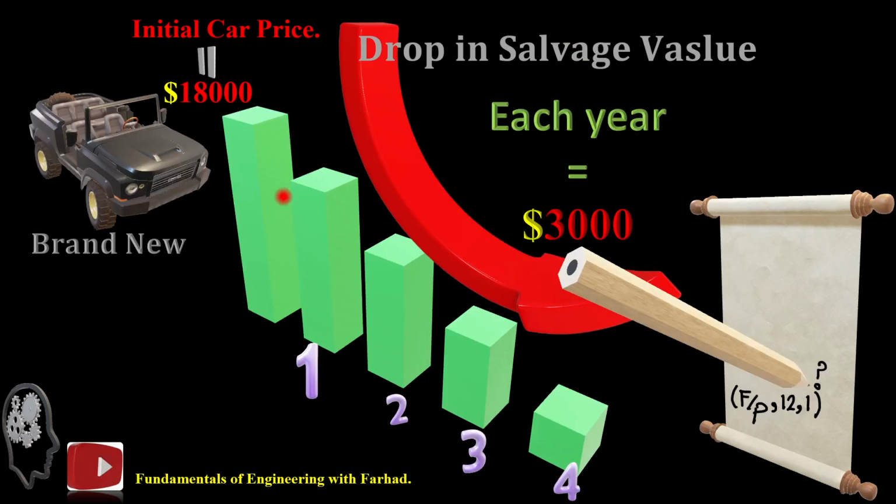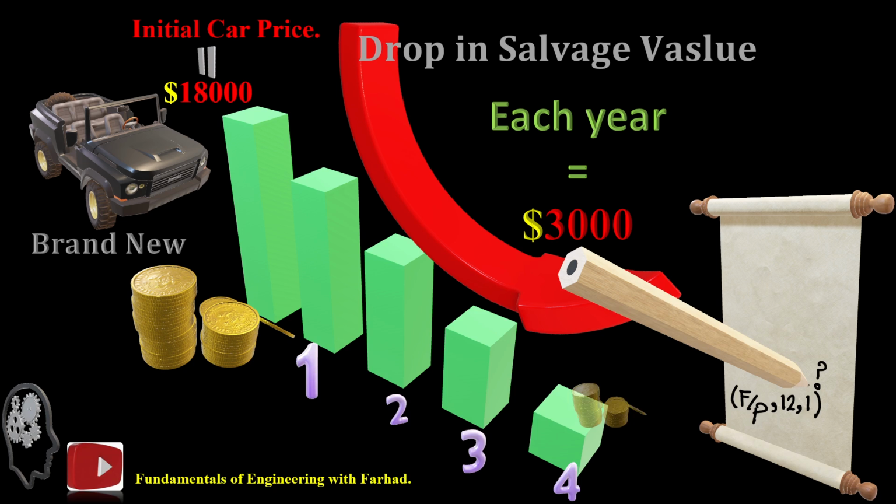So this is the initial price of the car, $18,000 for the brand new car. At the end of each year, or the very beginning of the next year, there is a decreased value in terms of the salvage. So the salvage value drops by $3,000 each year. And now we are in year three. We want to know the expenses of owning and operating the car for 1 year until the end of year four.